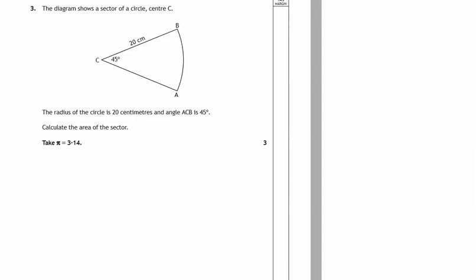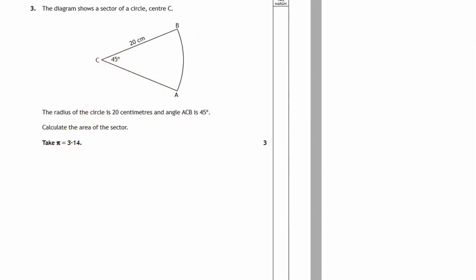Okay, question 3. The diagram shows the sector of a circle with centre C. The radius is 20 and the angle ACB is 45. Calculate the area. Take pi as 3.14.